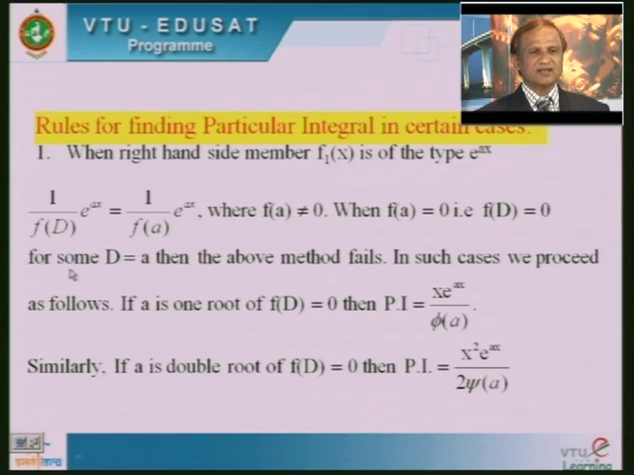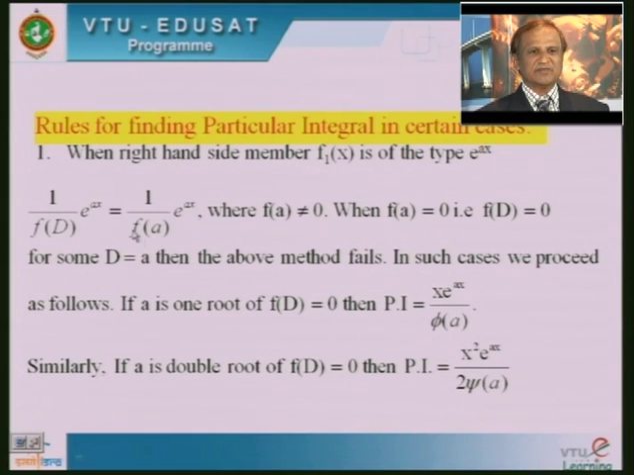Or we can say that you can replace D by m, f of m. So D is equal to a, then the above method fails. It means when f of a is equal to 0, we cannot use this method. In such cases we proceed as follows. If a is one root of f of D equal to 0, then the particular integral is equal to x into e raised to ax divided by some function of a.